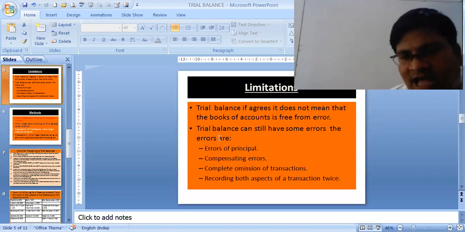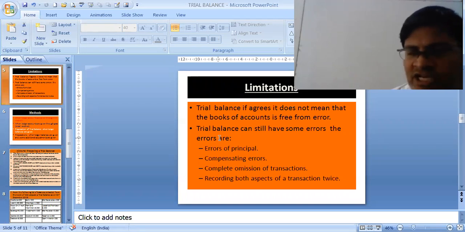The limitations: trial balance has certain limitations, certain points which trial balance cannot clear. If the trial balance agrees, it does not mean that the books of accounts are free from error. We have said that it checks the arithmetical accuracy, that it has two sides, debit and credit. If they both are equal, then we say trial balance is correct. Though trial balance might be correct, it may not be that all the books of accounts are error free. There are some errors which trial balance cannot detect.